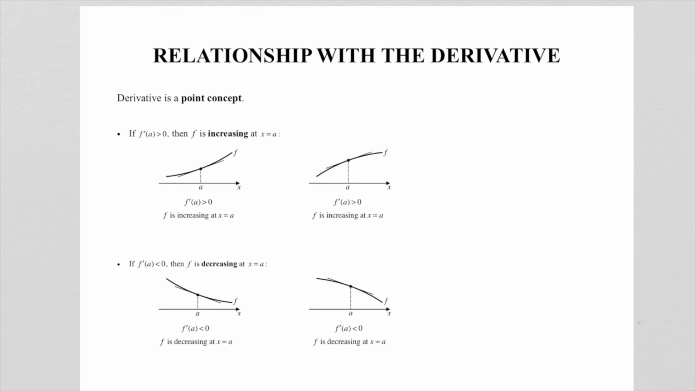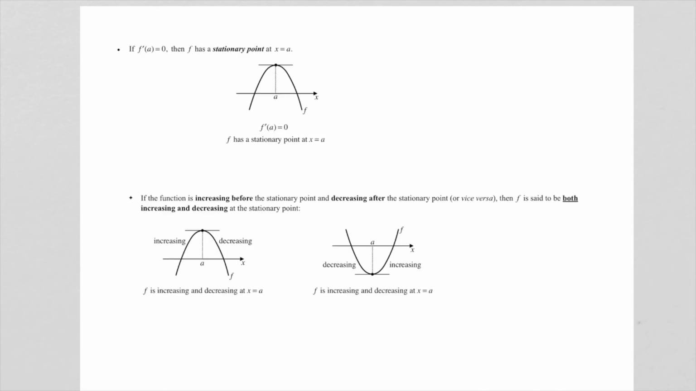Now notice that in these two statements, it doesn't say what happens when the derivative is equal to 0. It says if the derivative is greater than 0, then it's increasing. If the derivative is less than 0, then it's decreasing. But it doesn't tell us what happens if the derivative is actually equal to 0. For that, we have to go further. If the derivative is equal to 0, then we know the function has a stationary point. But then we have to look at what happens before and after the stationary point.